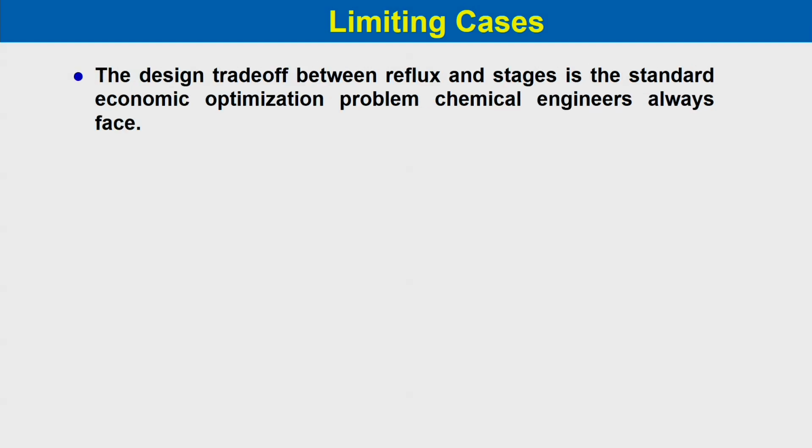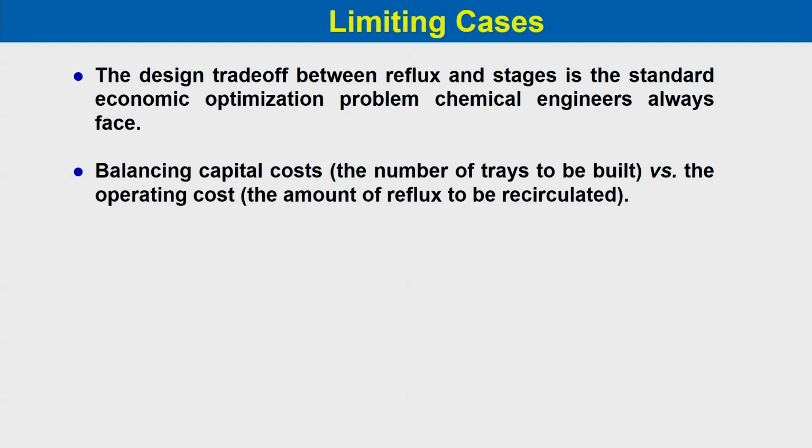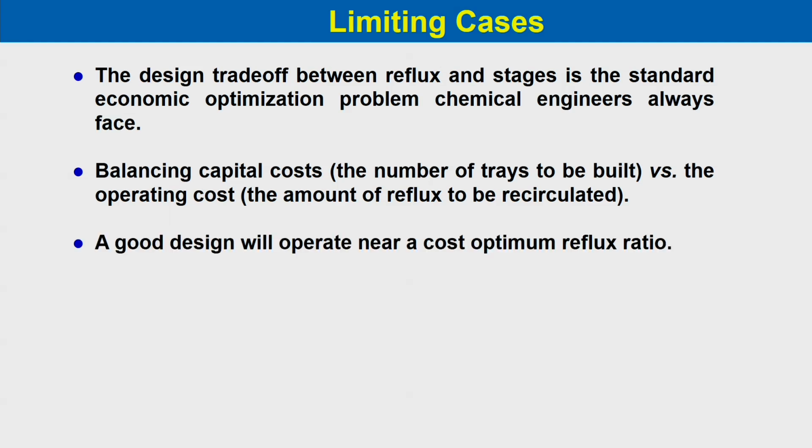The design trade-off between reflux and the stages is the standard economic optimization problem that chemical engineers always face. Balancing capital cost, that is the number of trays to be built, versus the operating cost, that is the amount of reflux to be recirculated. So, this is required. A good design will operate near a cost optimum reflux ratio. So, we have to find out the optimum reflux ratio for the particular operation.